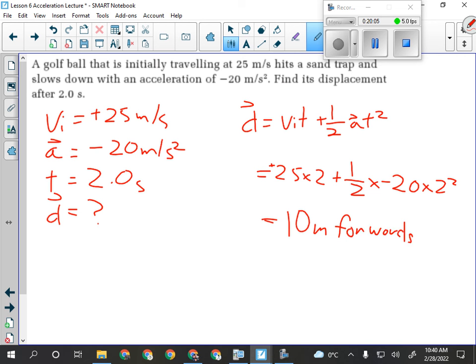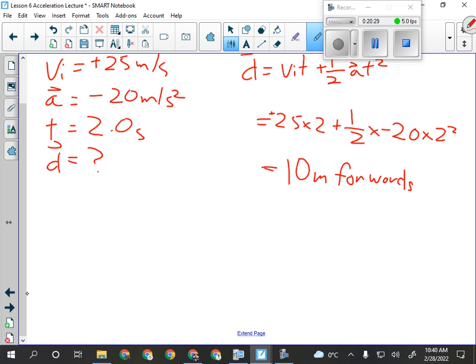Or in this case, I could probably just say positive 10 meters. They didn't give me anything other than that, but I mean, this is a real world example. The ball was moving forwards when it hit the sand trap. Someone didn't hit it backwards. You get big trouble for hitting the ball backwards on a golf course. All right. Questions on that one? All right, let's look at manipulations of that formula.